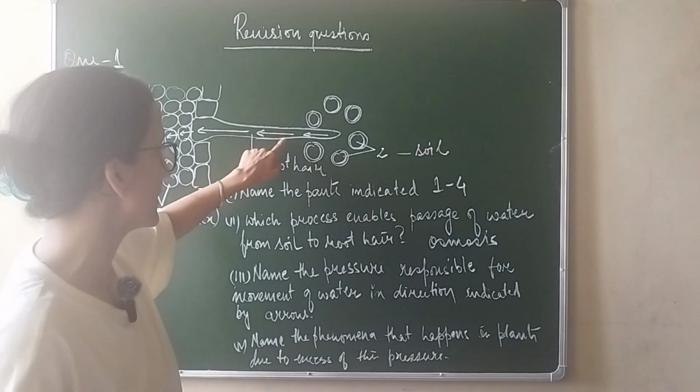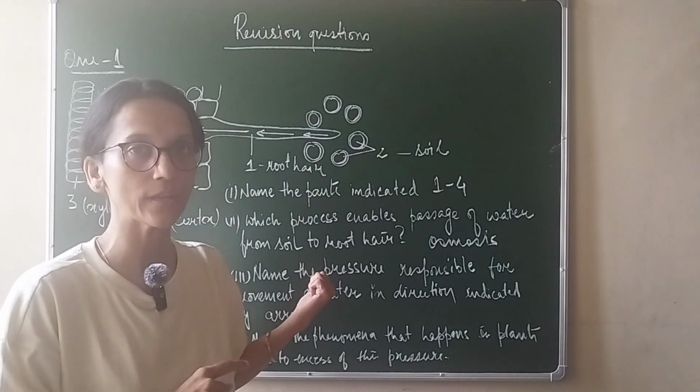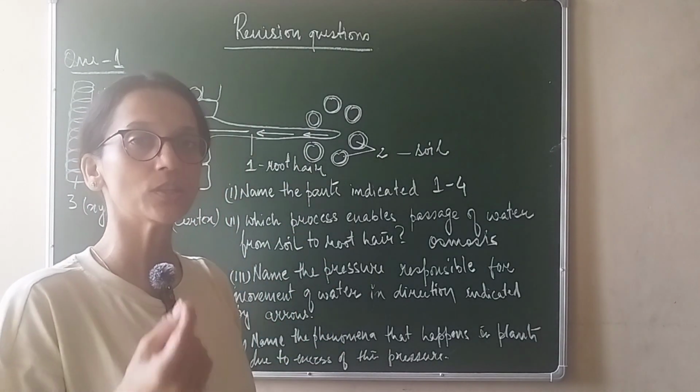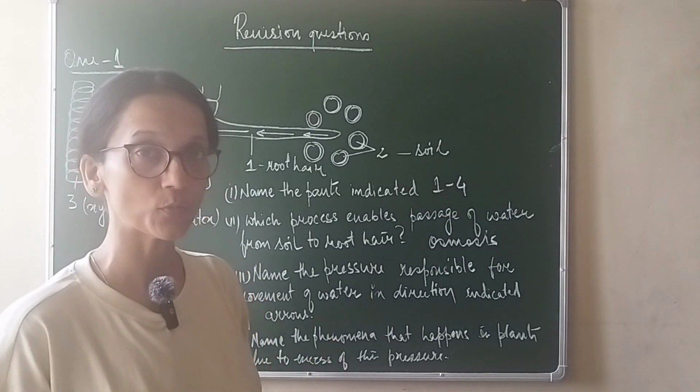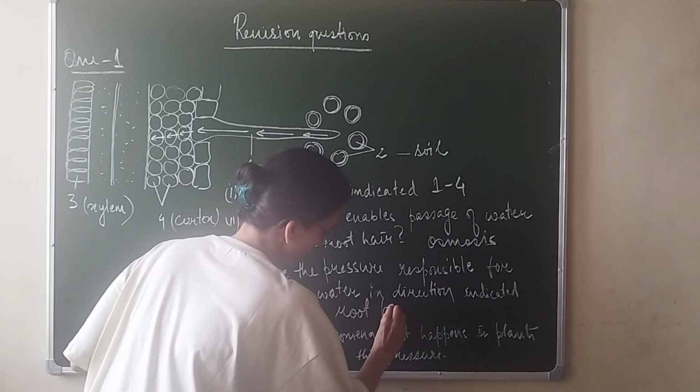Now we can very clearly say that the water is entering by cell to cell osmosis in the root hair cell. Now the pressure which is generated due to the cell to cell osmosis within the root is known as root pressure.